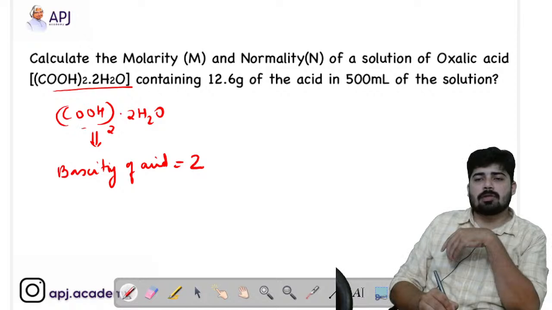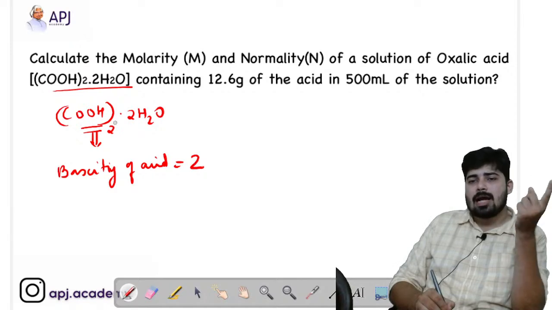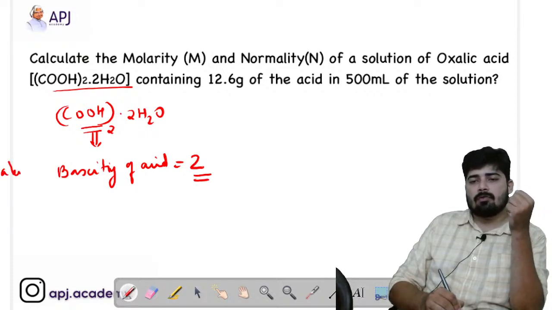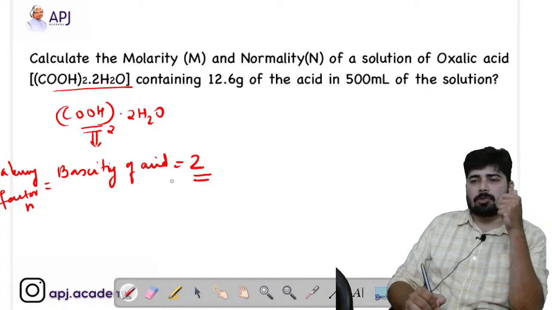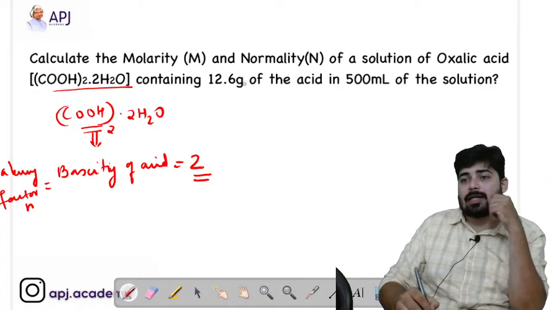How did I get 2? Because here there are 2 molecules of COOH. One molecule of COOH will give 1 H plus and the other molecule will also give 1 H plus. So in total we get 2 H plus ions. So the valency factor n is equal to the basicity of the acid, that is equal to 2. Now here we have to find out the molarity as well as normality.